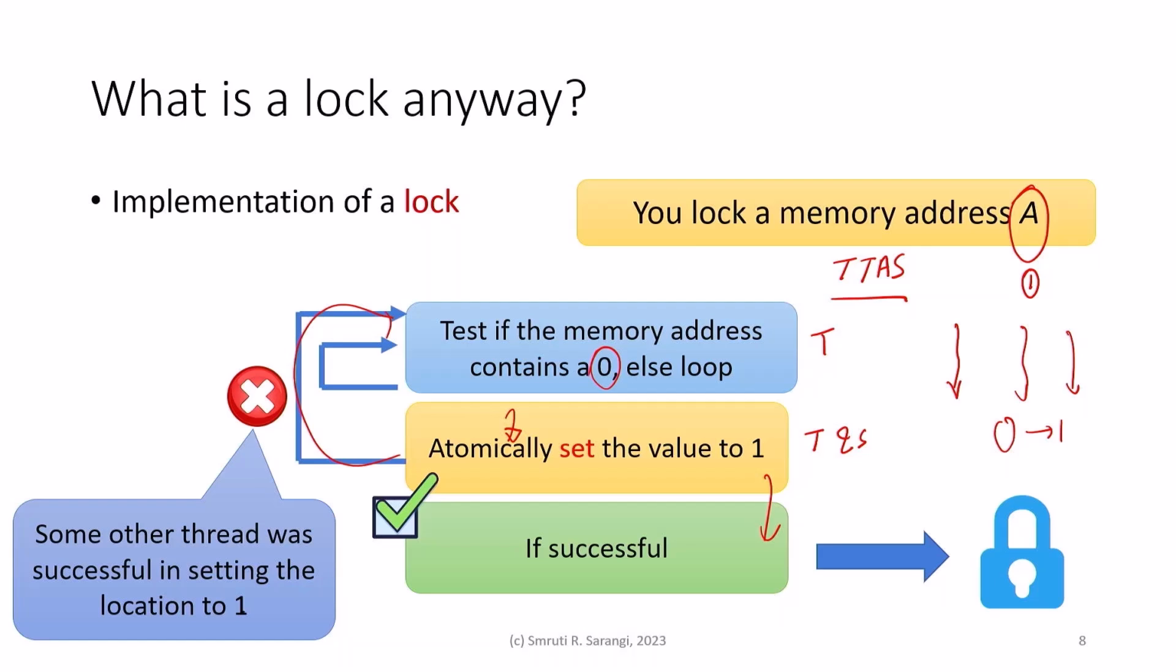This is obviously not very efficient. The reason is that all the threads are looping to check: is it 0, is it 0, is it 0? And the moment you see it to be 0, all of them go at the same time. Trying to write 0 to 1 is a write operation, and a write operation is very expensive in modern hardware. In a multi-core CPU, a write operation is very expensive.